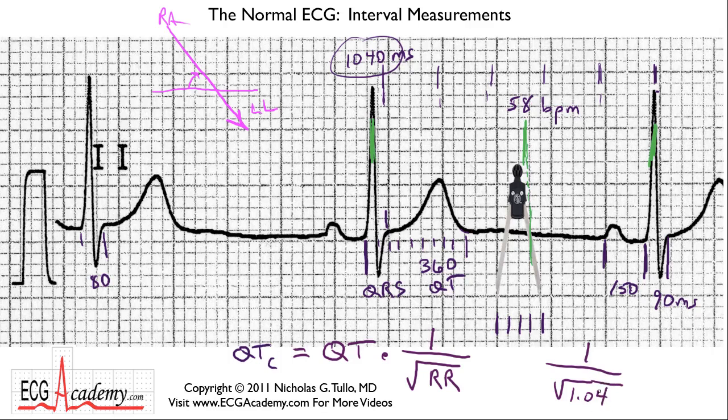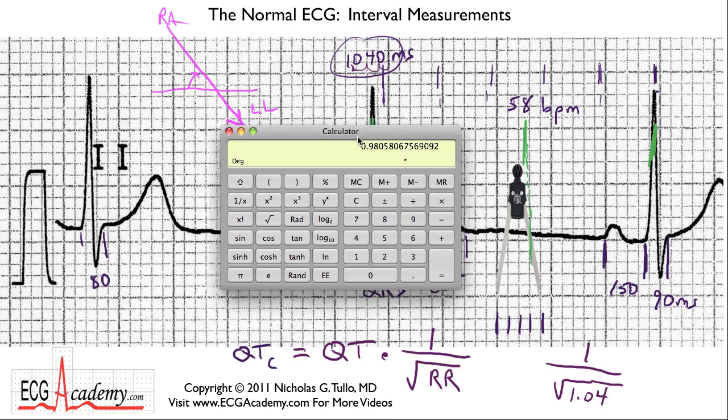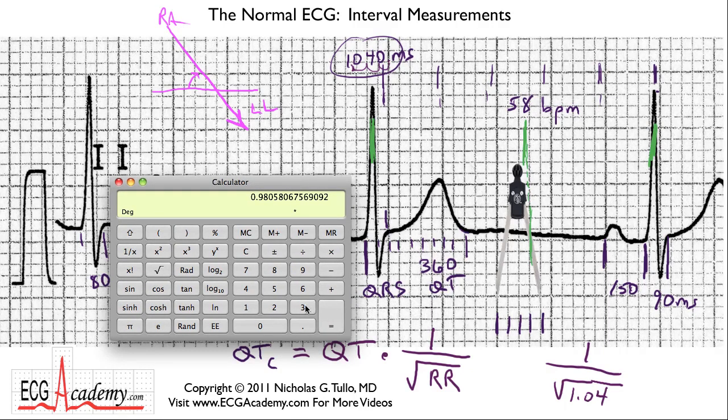This is in seconds, so you have to shift the decimal point over 3 spaces, 1, 2, 3, because we're dealing with thousandths of a second here, which has 3 zeros, and here you're dealing with seconds. So I'll bring my calculator up and I'll put 1.04, that's the seconds. We'll take the square root of that and then press the 1 over button. And that gives you a conversion factor. Now multiply that times the QT interval that we measured, which is 360.